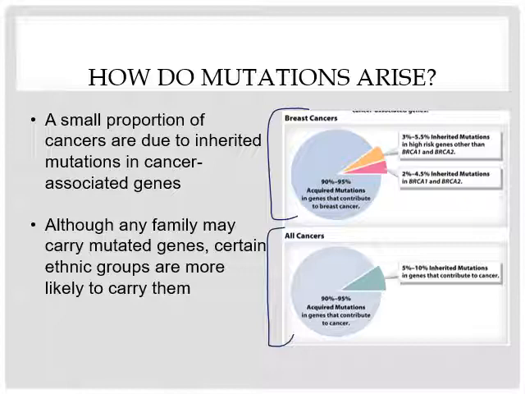And then 90 to 95%, which is about the same for all cancers, are just acquired mutations that we get in our lifetime. So that might be from environmental insults. It might just be perchance damage to our DNA or to our cell cycle checkpoint, whatever it might be. But the gist of it is, just because you have an inherited mutation does not necessarily mean that you're doomed to cancer. So your family might carry these genes, but it is interesting if you look at certain ethnic groups, they are far more likely to carry them depending on which ethnic groups you're looking at.